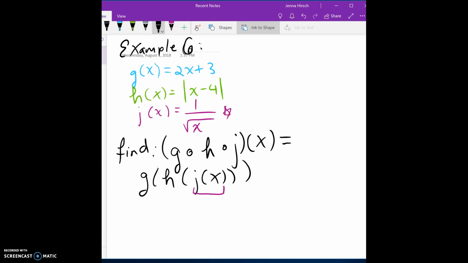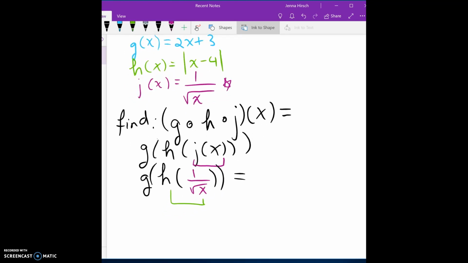So for our initial substitution, we're going to rewrite it like this. G of H of, and I'll keep that in red because that function's in red, 1 divided by the square root of x. Okay, so there's our first step. Now what do we have to do next? Now our next step is we have to figure out what H of 1 divided by the square root of x is. So recall, anytime I have H of anything, that means I'm going to go to my H function, which is over here. And every time I see an x, which we see right here, we're going to substitute in for it 1 divided by the square root of x.